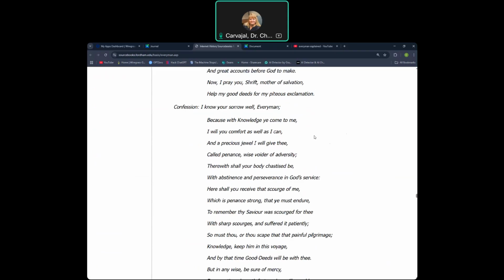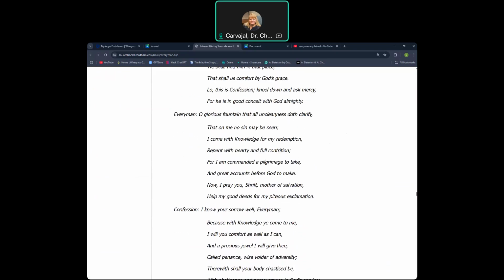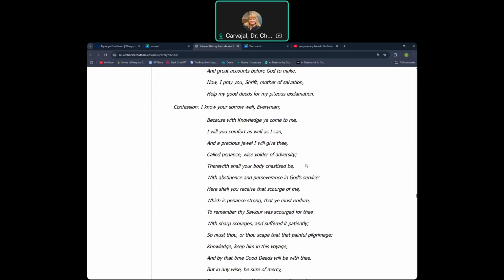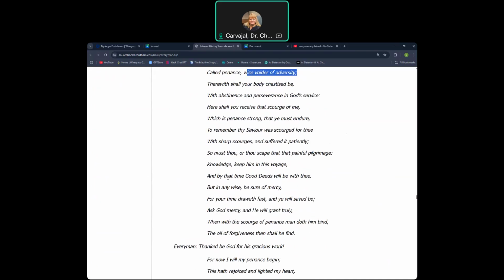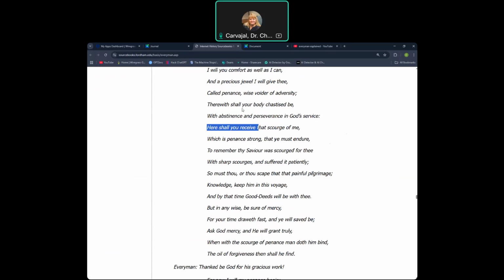Contrition, an act of contrition. Any of those things work, but you're supposed to do something essentially to help get over the sin that you've done. And so he says, therewithal, once you do that penance, it's going to void the adversity. It's going to void the sin that you've done. And so you'll receive that scourge of me. Now, the words he uses are really scary. It says, therewith shall your body chastised be.